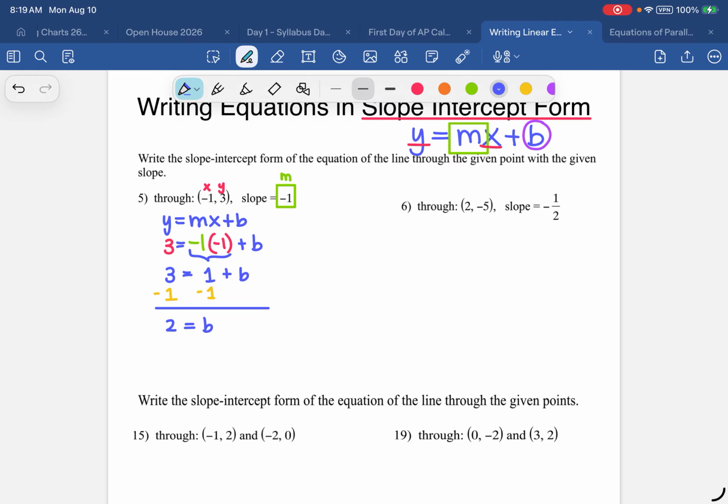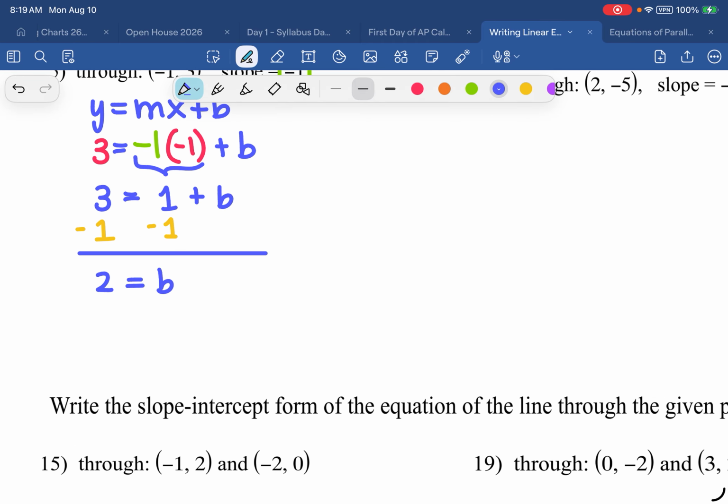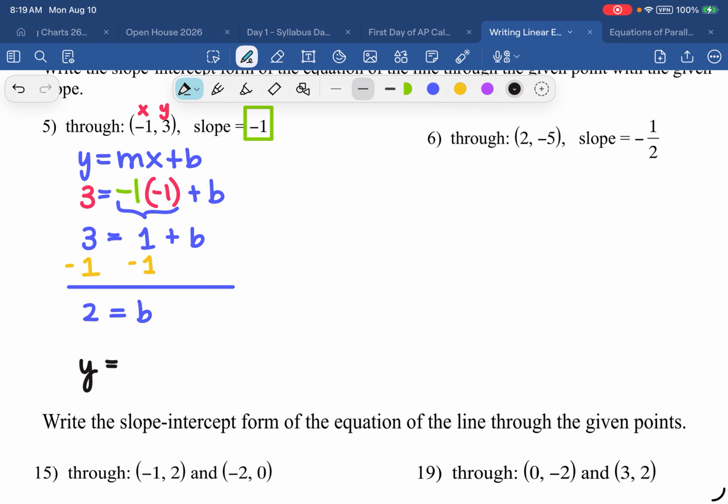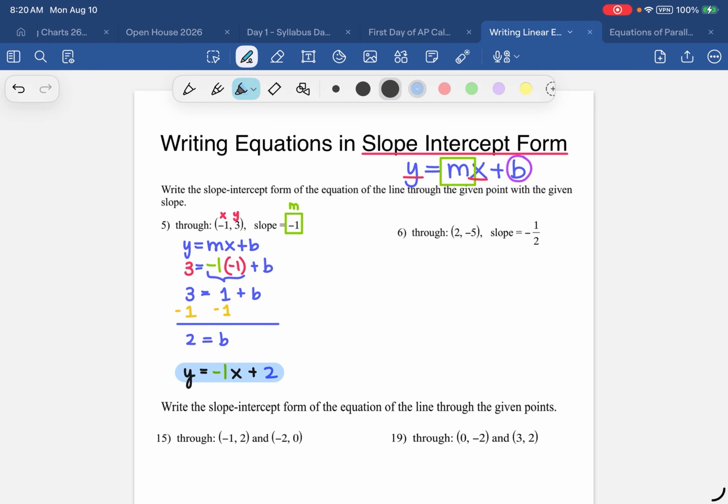They are asking us to write the slope-intercept form of the line. And so our answer needs to be in the form y equals mx plus b. So our answer will be y equals, right? We leave x and y variables for our final answer. We're going to put -1 in for m still. We leave x a variable, and then plus b, which we got to be 2. So y equals -1x plus 2 is our answer. That is the equation of the line that goes through the point -1, 3 and has a slope of -1.